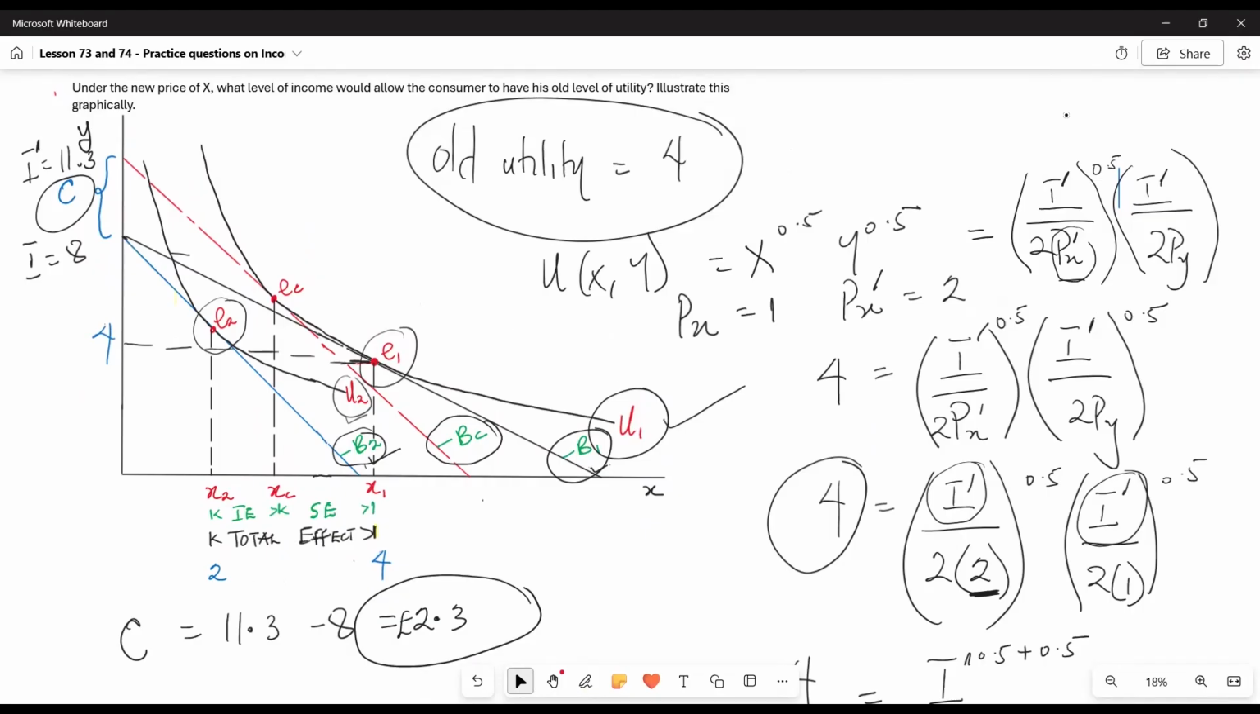So this is all that we have on the first part of our practice question on income and substitution effect. Our next lesson will be part 2.